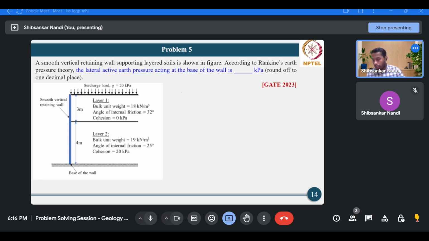And we have checked that this base of the wall is basically falling inside layer 2. So we'll only calculate the active earth pressure coefficient for layer 2. Okay. So Ka for layer 2 will be tan square of (45 minus 25 by 2). So it's 0.406.